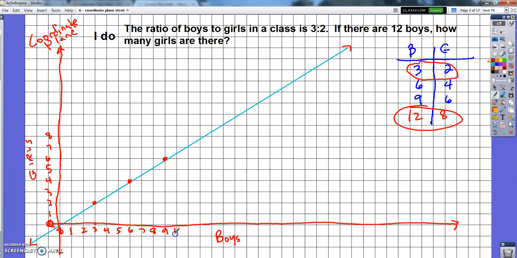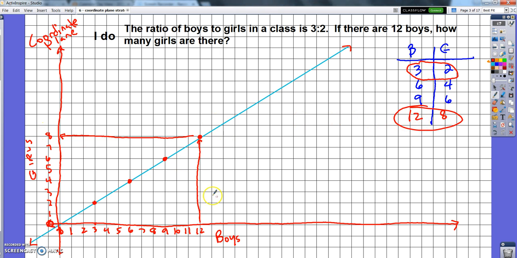So what I would do is go out to 12 boys. Now that I've got this graph of my ratio, if I were to go up from 12 boys, if I had made this just perfectly, let me make sure I try to do that for you. If I go up just right, it looks like when I go up from 12 boys, I get to a point right there, and that point shows me that there are 8 girls. So that's my answer, my point of 12, 8.